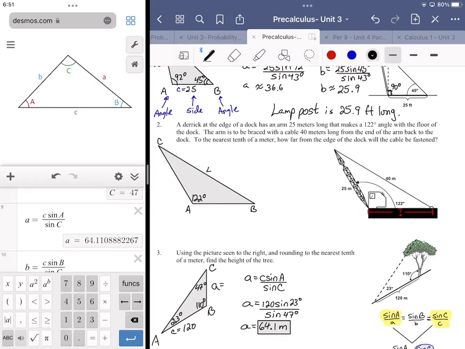This is 40 meters. So that's going to be side A. And then this one, side B, is equal to 25 meters. So I need to figure out what side C is.